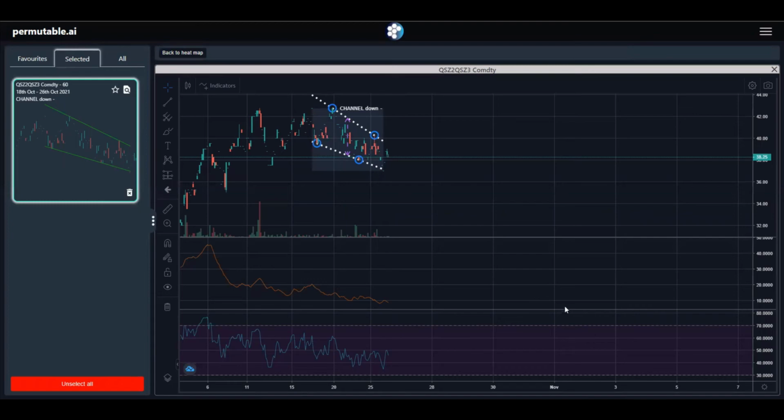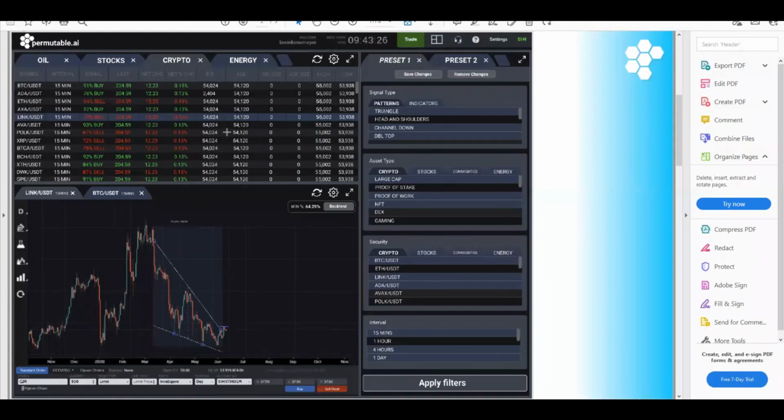So if we flip over to an example here of the same technology, but presented in a slightly different way. Here the heat map has been replaced in the top left by a set of opportunities. The graph is pulled through depending on which particular opportunity you're looking at. So here you'll see something very similar to what we were looking at before, a down channel with a particular breakout point. The settings are still available on the right.